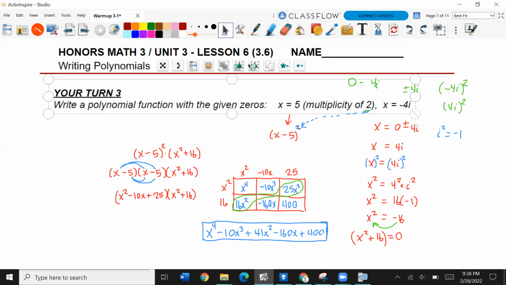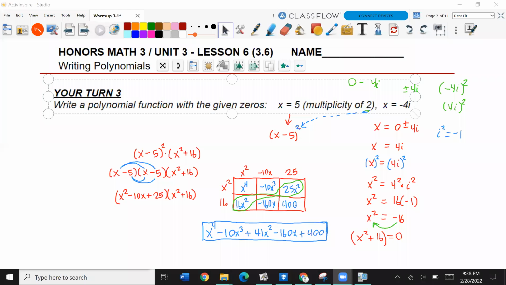Now over here, when I got all my stuff together, I have my x minus 5 squared. I'm going to write it twice and multiply those together and get x squared minus 10x plus 25. And I'm going to box that up with the x squared plus 16. If you do that very carefully, you might need a calculator for some of these bigger numbers. You're going to find these two terms combined to give you 41x squared, but every other term doesn't really have anything to combine with. So that is the entire solution: x to the fourth minus 10x cubed plus 41x squared minus 160x plus 400.